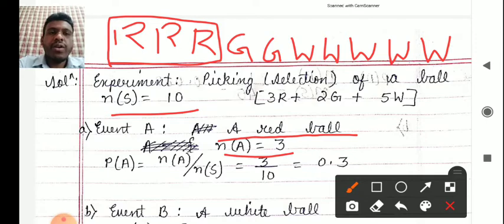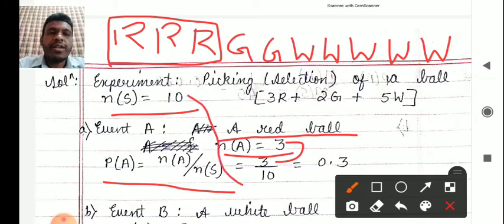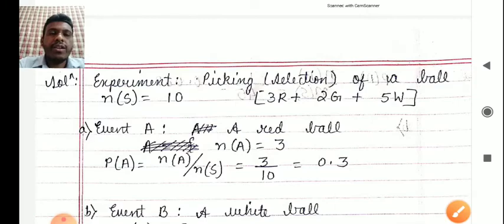P(A) is equal to n(A) upon n(S). So n(A) is nothing but 3, divided by 10, which is equal to 0.3.